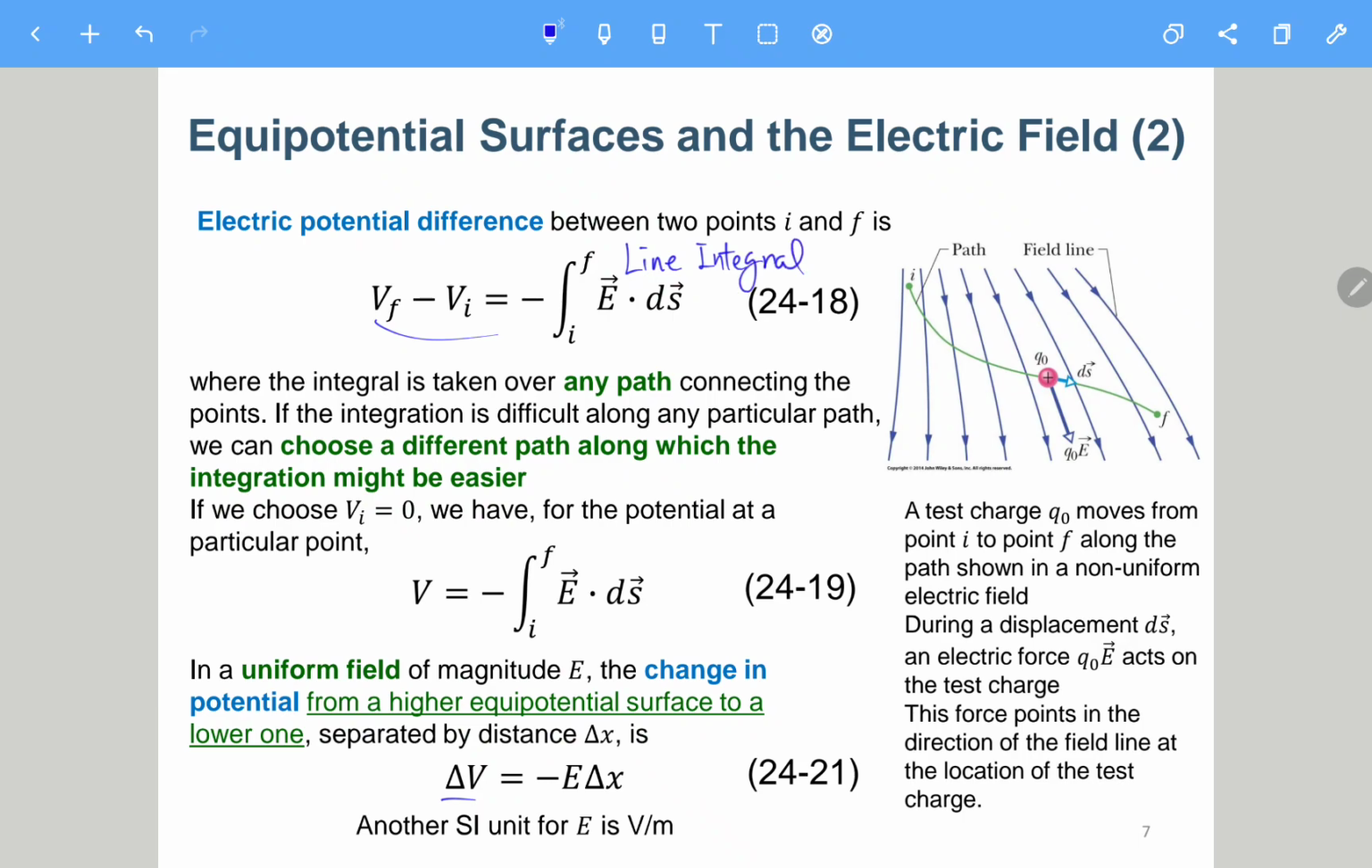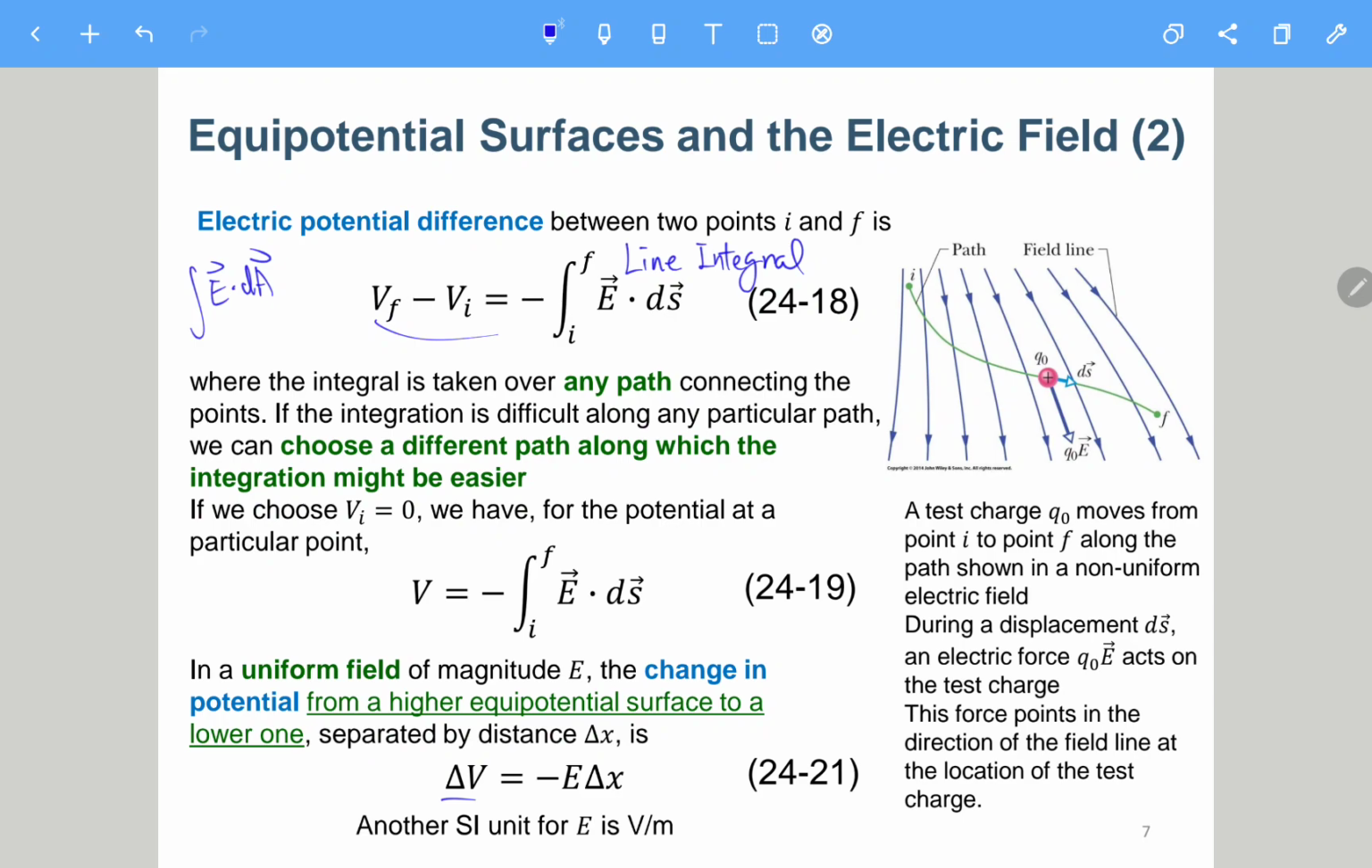Okay, so different from the previous case. For Gauss's law, we have a surface integral, like E dot dA. If it is a closed surface, we draw a circle. If it is not, then we just leave it like this. So E dot dA.